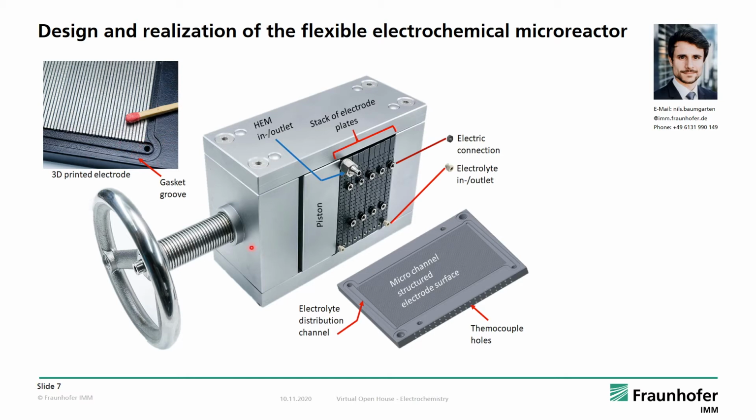In this housing here we can press the electrodes together, and we have the inlet of the heat exchange medium and the outlet on the other side. We have the inlet and outlet of the electrolyte and also an electric contact here with these nuts. As you can see here, the electrodes have some holes in between to track the temperature during the reaction with thermocouples.